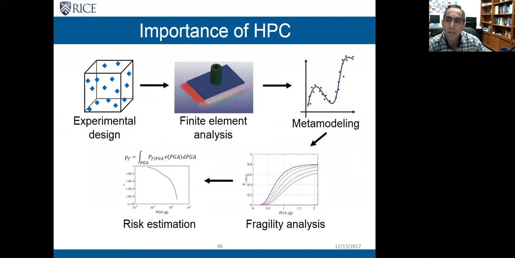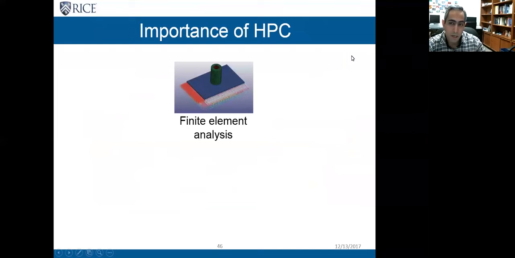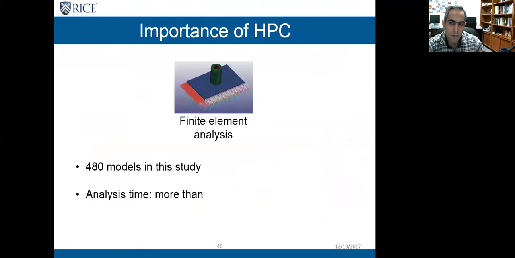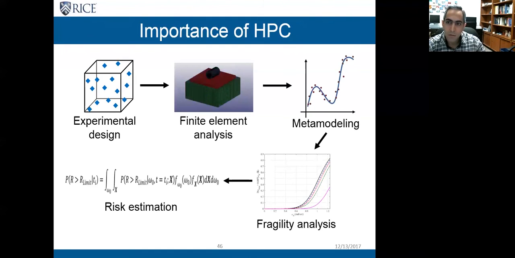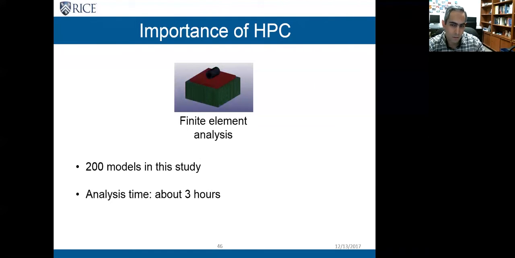projects like mine. So this is the workflow that I showed you before, and I had to use high performance computing for running my models. In the seismic analysis part, I had about 500 models, and each of them took at least 3 hours on 96 cores. For the tip-over analysis, I had 200 models, and each of them took about 3 hours, again on 96 cores. And this means that without high performance computing, I would not have been able to do this research.